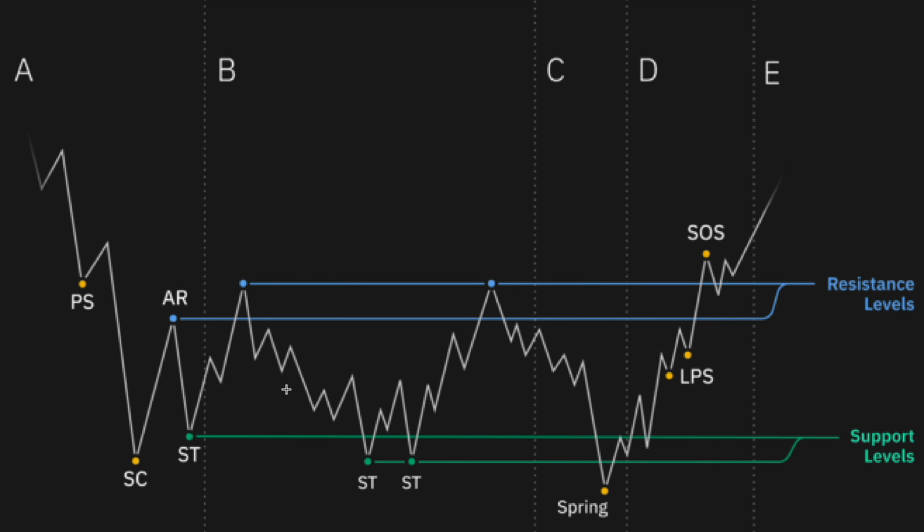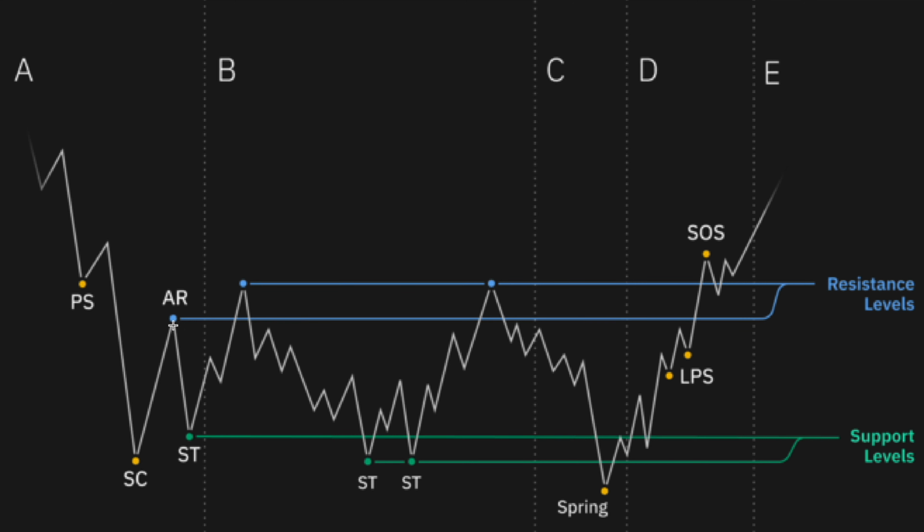But basically, phase B is the consolidation phase where the big institutions are scaling in to their order so that they can get, as I said earlier, the huge position size split up over buy here, buy here, buy here. During this phase, the price normally creates a range, creates some resistance and some support.